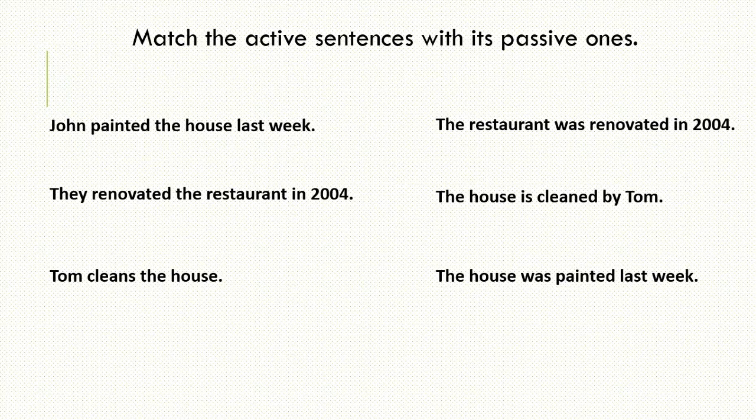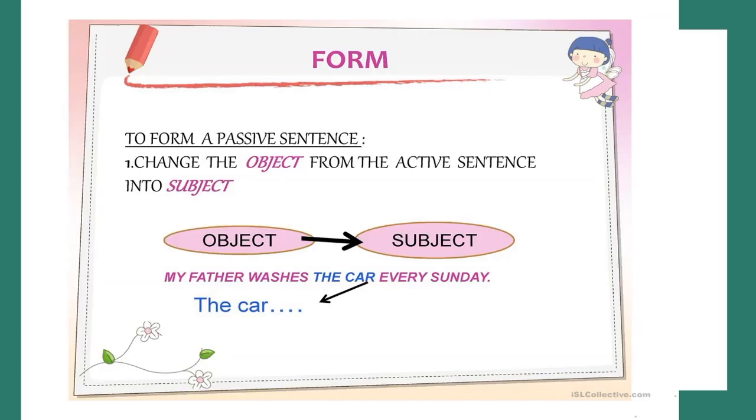Now, look at the form. How to form the passive voice. كيف نكون المبني المجهول؟ أول حاجة نحول المفعول به في الجملة إلى فاعل. Change the object مفعول به from the active sentence من جملة المبني المعلوم into the subject. The object is changed into the subject. مفعول به تحول إلى الفاعل.